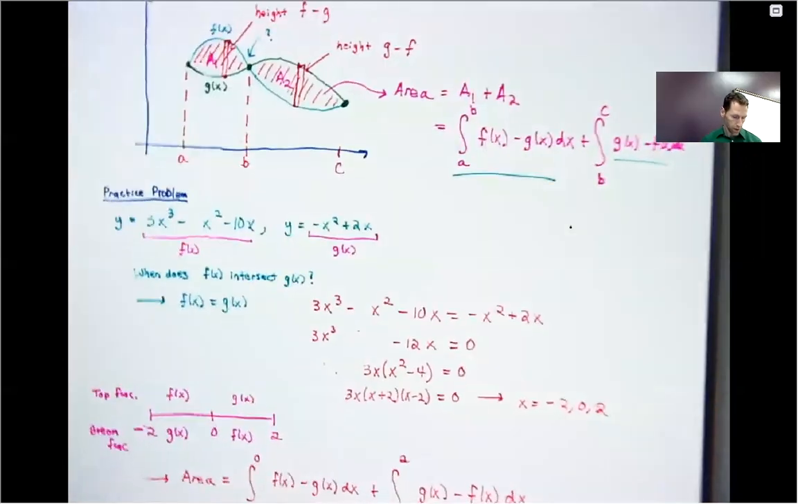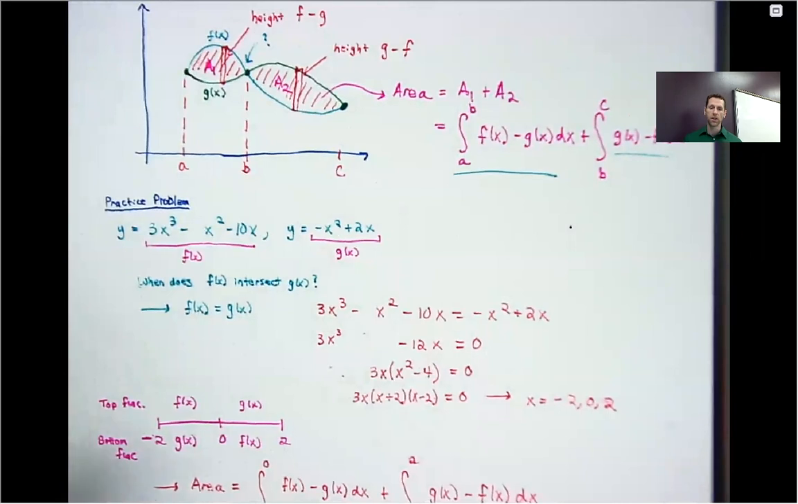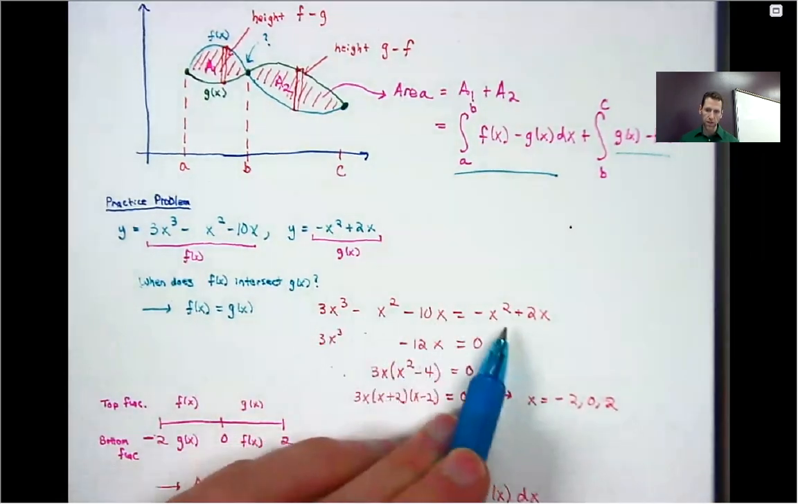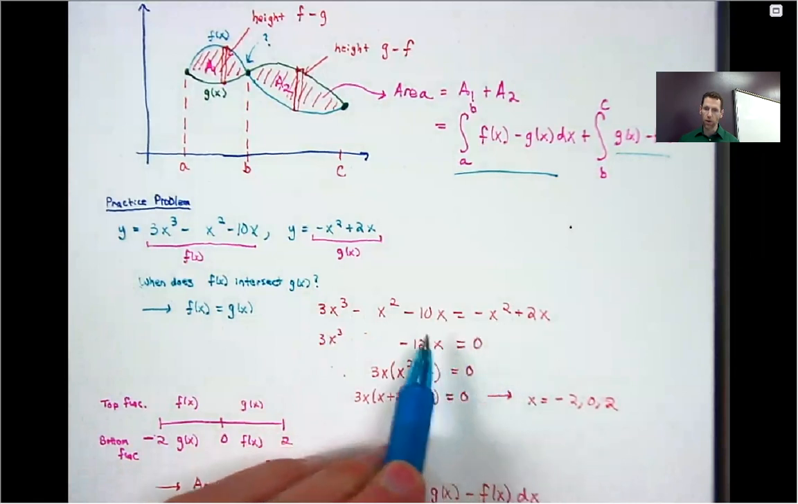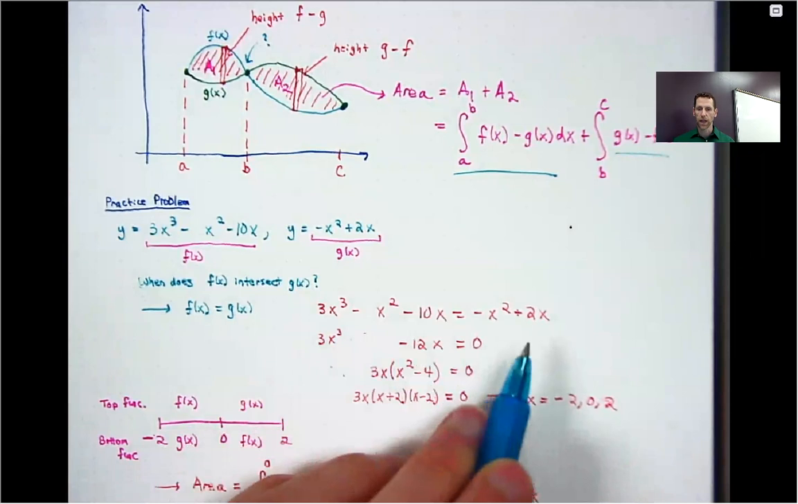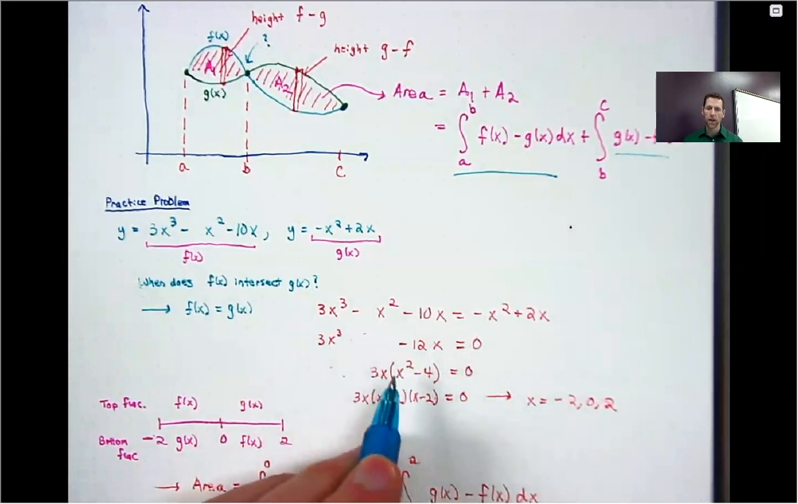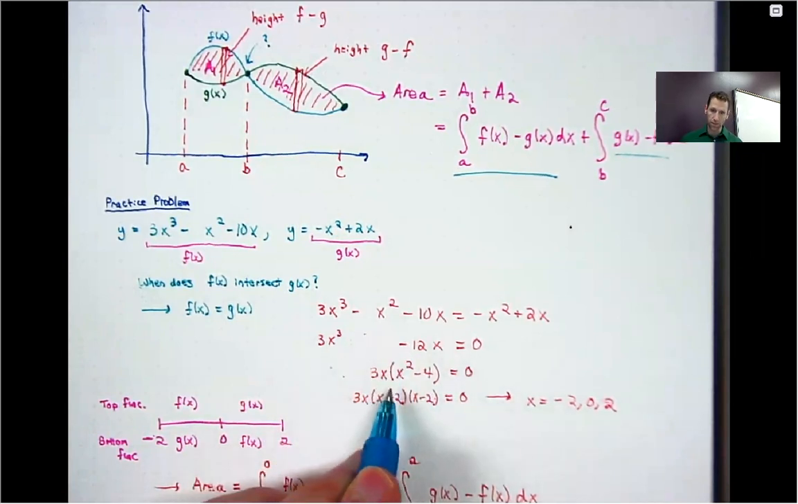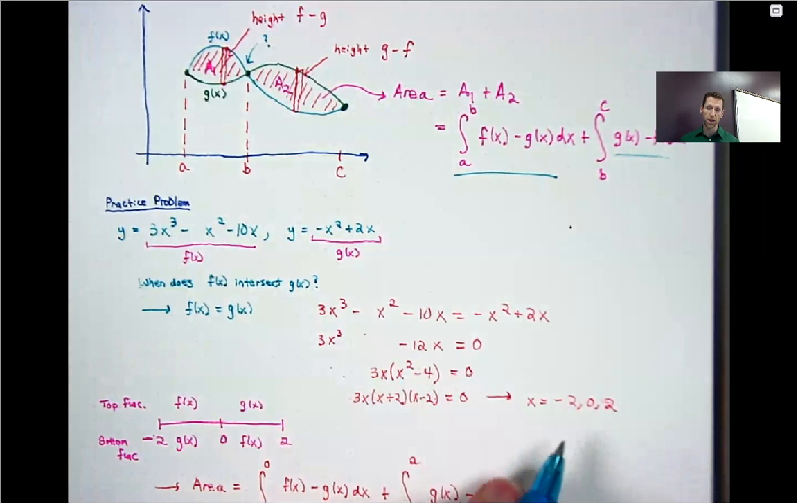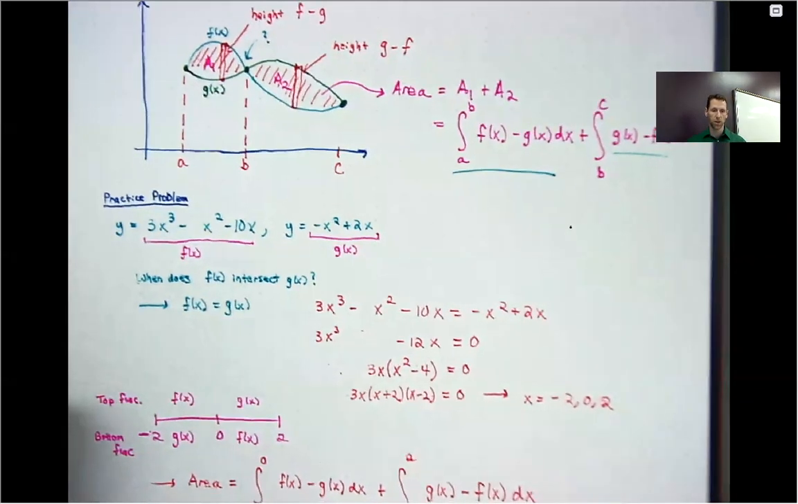Okay. So the first question you have to ask: when does my function f of x intersect g of x? I'm going to set the two equations equal to each other and simplify accordingly. So I bring over the x squared, that cancels. I bring over the 2x. I have 3x cubed minus 12x. I can factor out a 3x, and I have 3x times x squared minus 4, and I find 3 intersection coordinates: -2, 0, and 2.